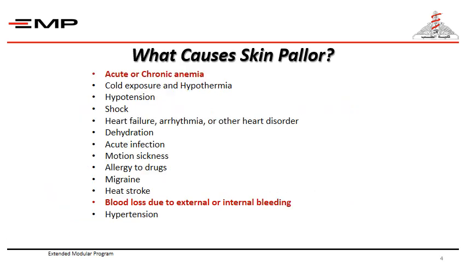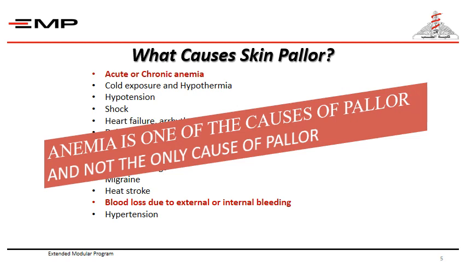Skin pallor can result from many causes apart from anemia. It can result from cold exposure, hypothermia, hypotension, shock, heart failure, arrhythmias, dehydration, acute infection, motion sickness, allergy to drugs, migraine, heat stroke, blood loss, hypertension. So, pallor is not equal to anemia, and it should be investigated properly to diagnose anemia.